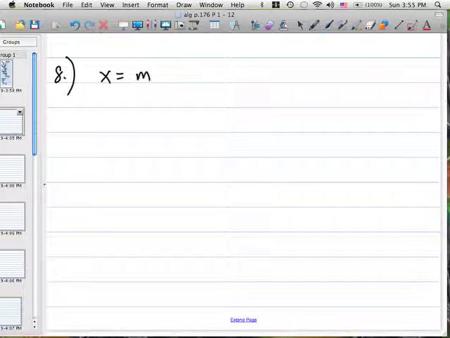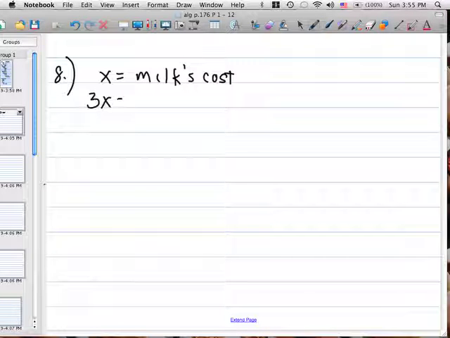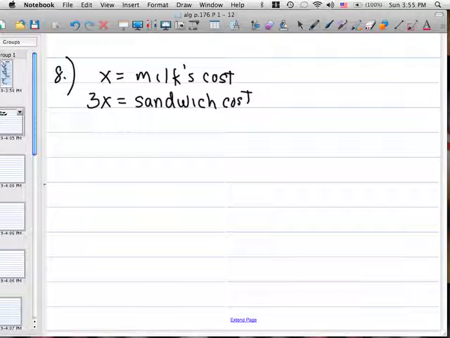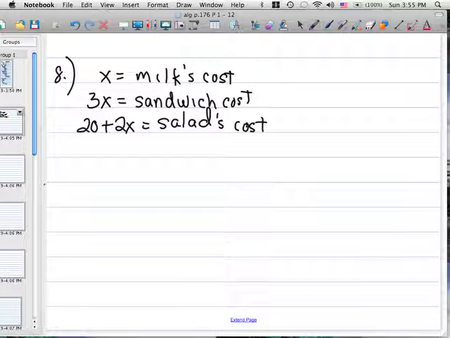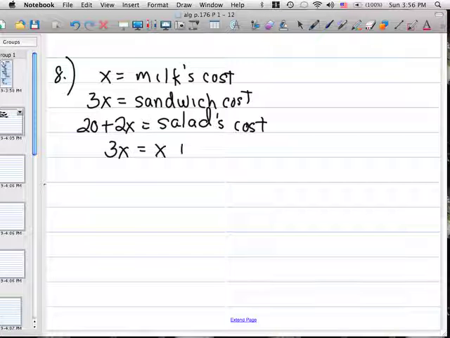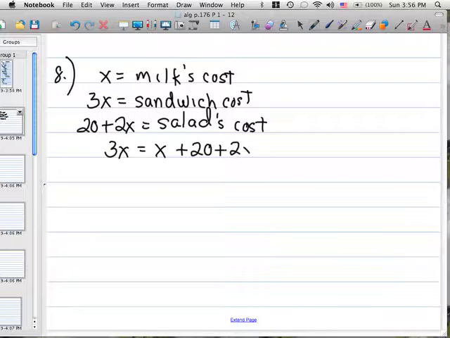So if I say X equals the milk's cost, the sandwich was 3 times that. So 3X equals sandwich cost. And it said the salad cost 20 cents more than twice the milk. So 20 cents more than twice the milk would equal the salad. And then it says his sandwich, which was 3X, is the same as the combined cost of the salad and the milk. Well, the milk was X, the salad was 20 plus 2X.